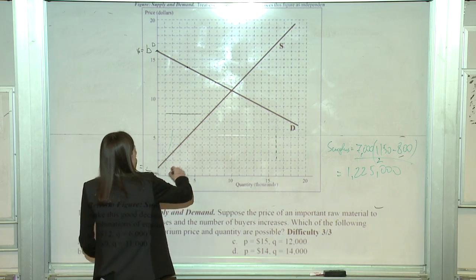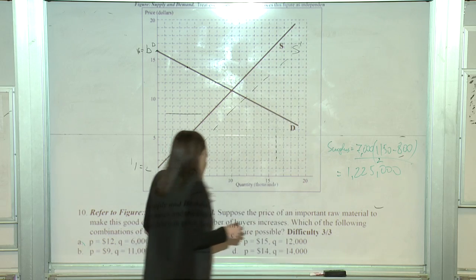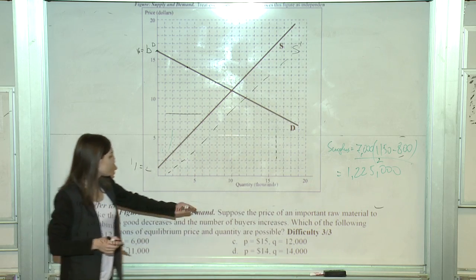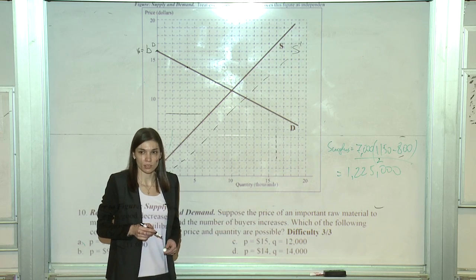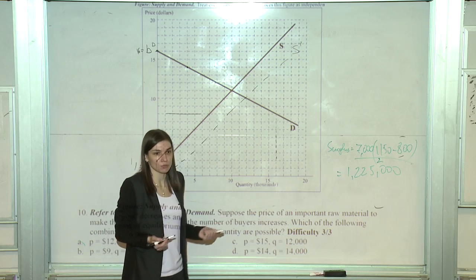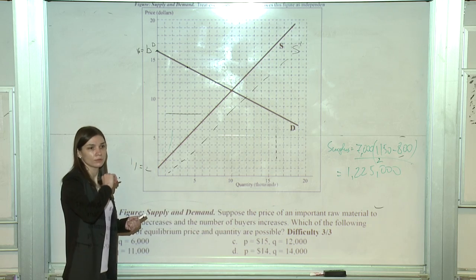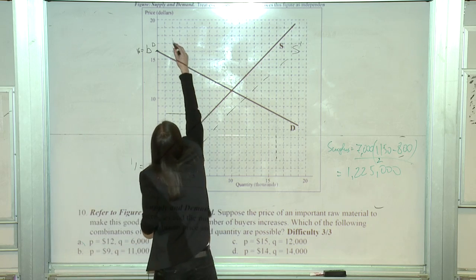Okay, so just draw it anywhere. And the other condition was that the number of buyers increases. What does that cause? Demand goes up, right? There's more people willing to buy the good. Demand goes up, and that's a shift to the right of the demand curve.